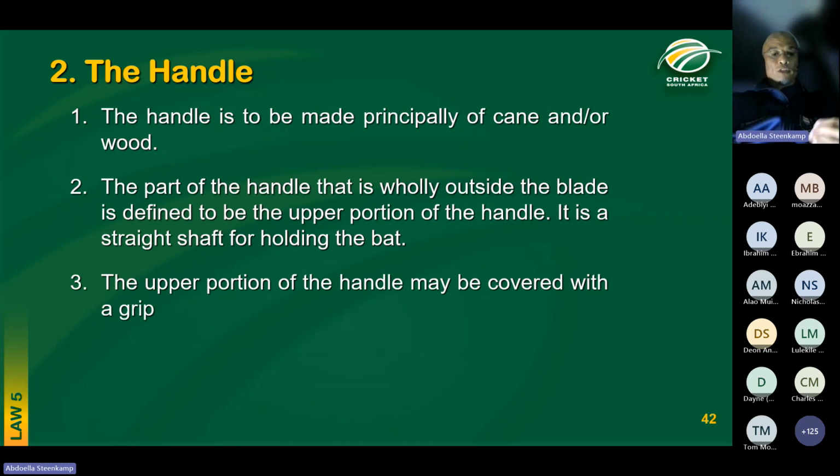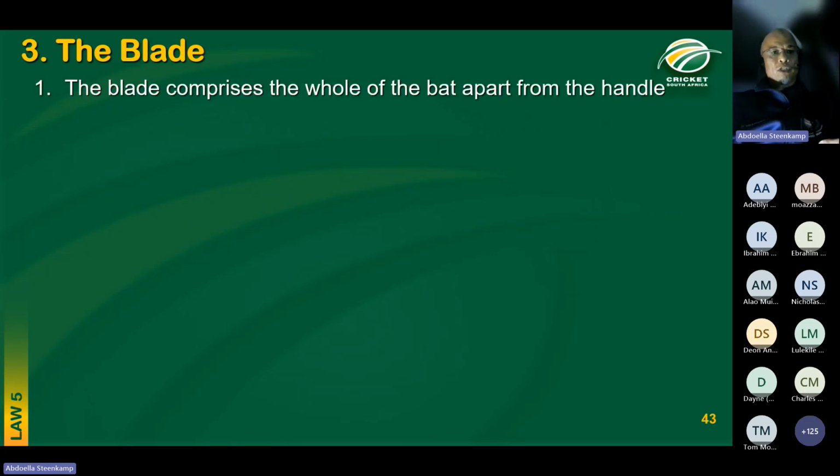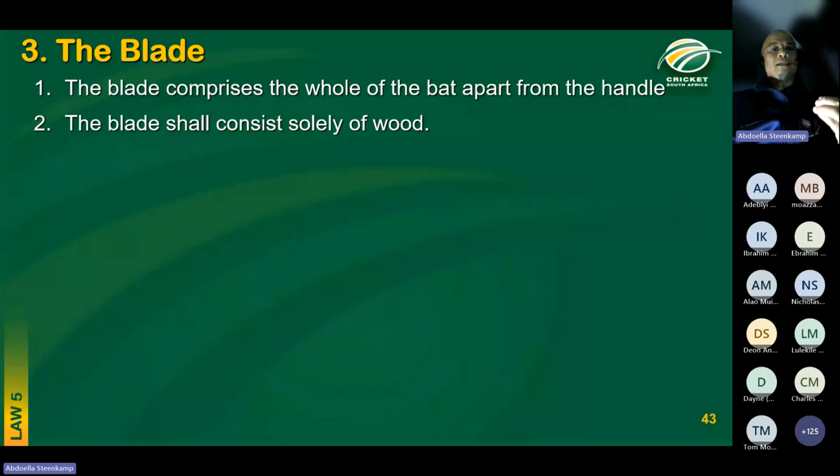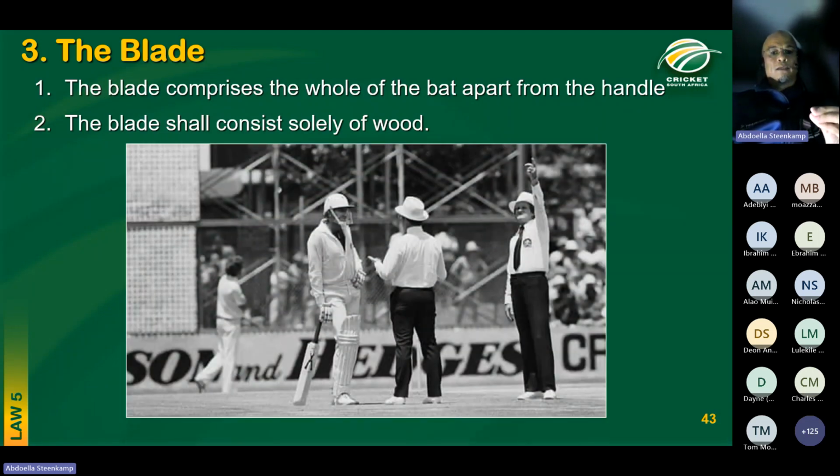The law also allows for the handle or the upper portion to be covered with a grip so that the batter can grip the bat much easier. So the law allows for a grip. That is when it comes to the handle portion. When it comes to the blade portion, the blade comprises the whole of the bat except the handle. And here the law tells us the blade is only to consist of wood. No other material is allowed for the blade except wood.